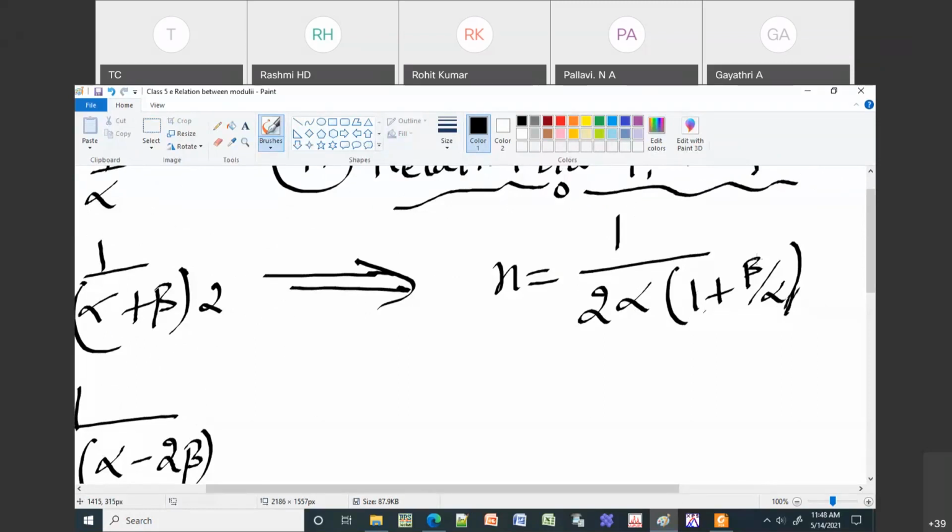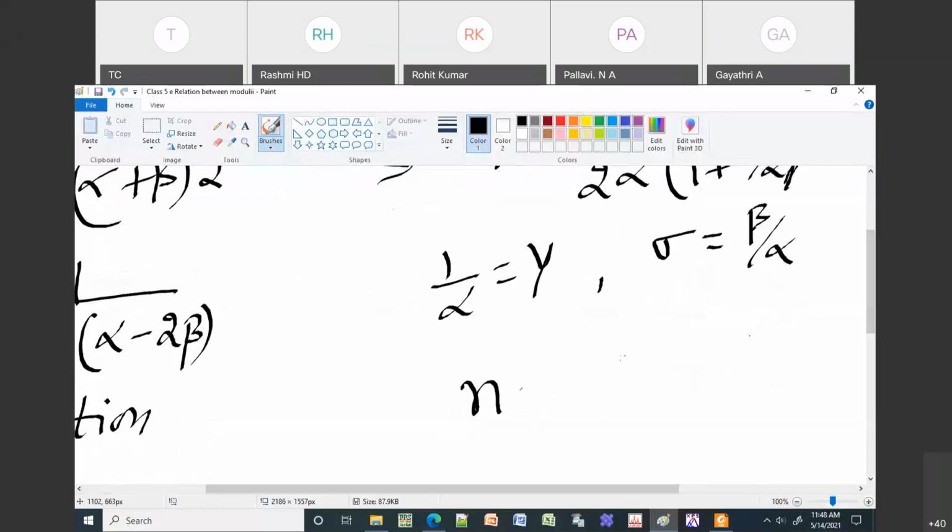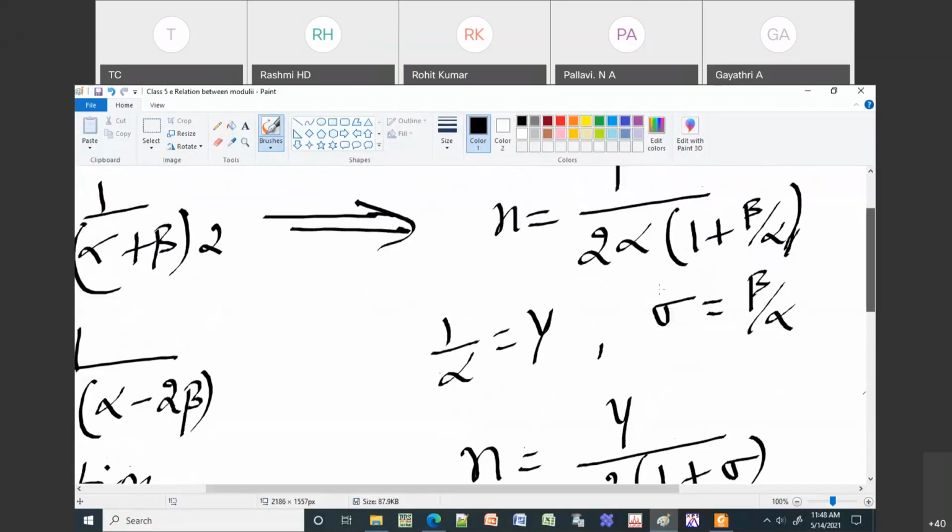So what is 1 by alpha? 1 by alpha is y from your equation number 2, and also sigma is beta by alpha. So if I use that equation, then n is equal to y by 2 into 1 plus sigma. 1 by alpha is y, so I just wrote it as y, and then 1 plus beta by alpha is nothing but sigma. That is why I'm writing it like this.